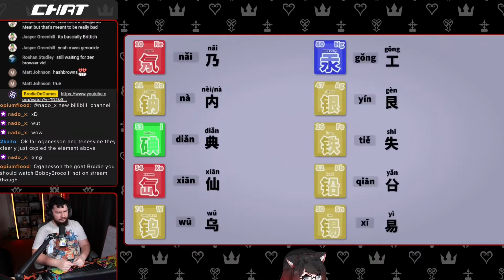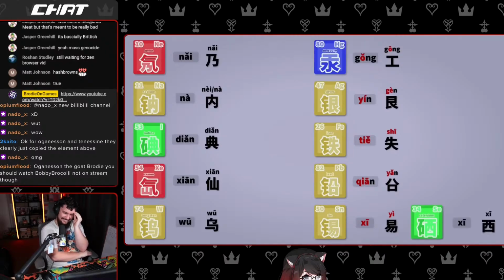Compare the newer elements on the left with the older ones on the right. Thankfully, there are absolutely no homophones among element names whatsoever. Well, no, I lied. Tin and selenium are both pronounced the same, which is why there is an alternative reading for tin with a different tone so that they're not identical.